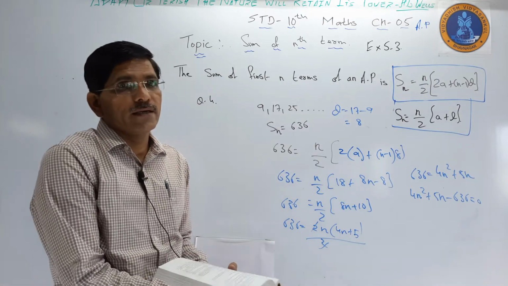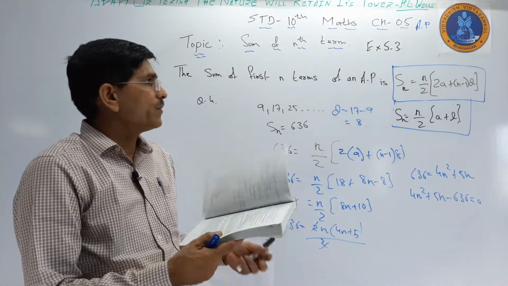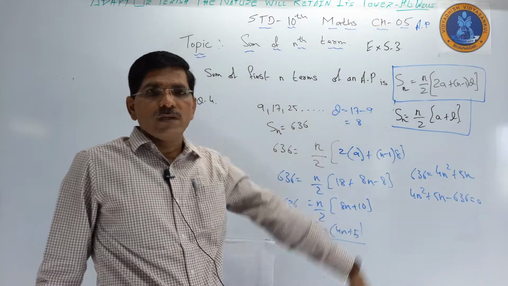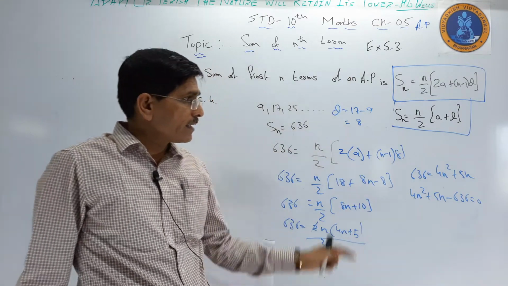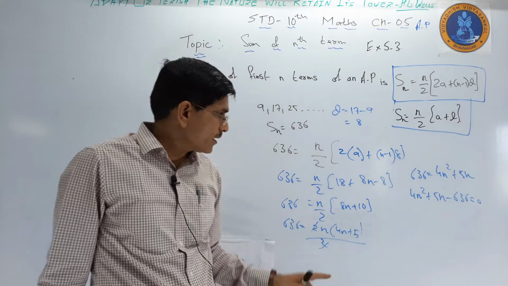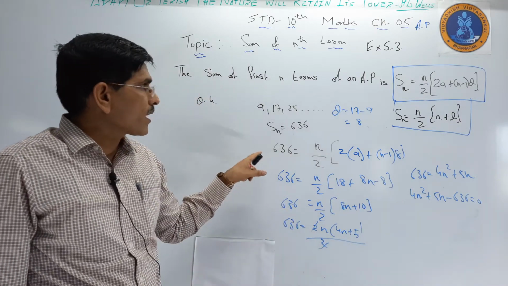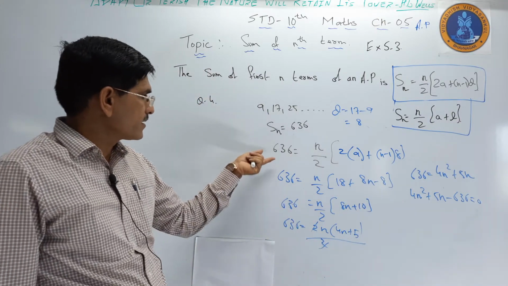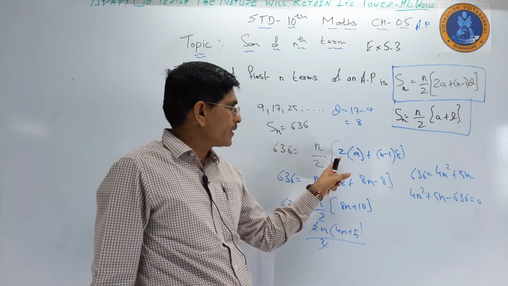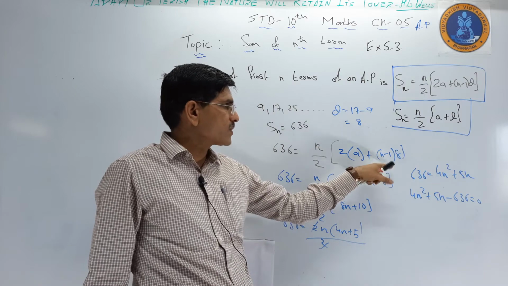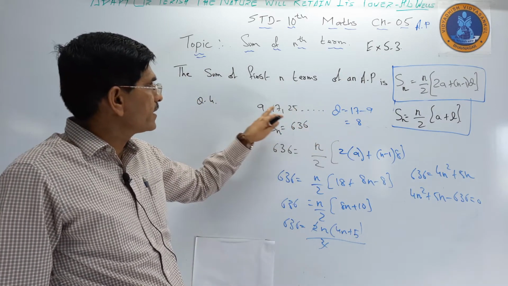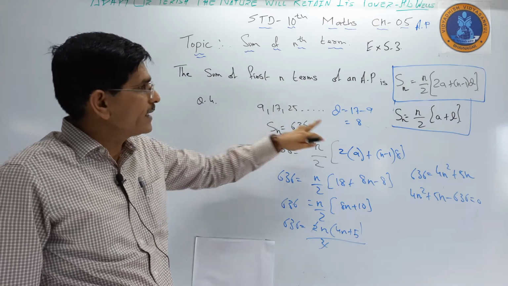We are now doing the sum of Sn, and there is one question in which we have to make a factor. Again I explain: Sn is given as 636, n by 2 in bracket 2 into 9 plus (n minus 1) into 8. Why am I writing 8? Because 17 minus 9 is 8.